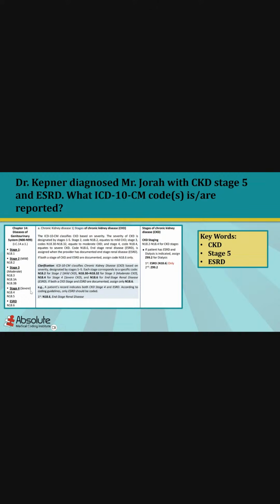So according to these guidelines, if they have like stage 5 and ESRD, we're only going to be coding for the highest level. So we don't need to code for that stage 5. We just need to code for the end stage renal disease. So if you go down here, it's organized all nice and neat. You can see end stage renal disease. The code for this is going to be N18.6. And so that is just going to be our one code that we're going to be using to solve this, which is end-stage renal disease, N18.6.